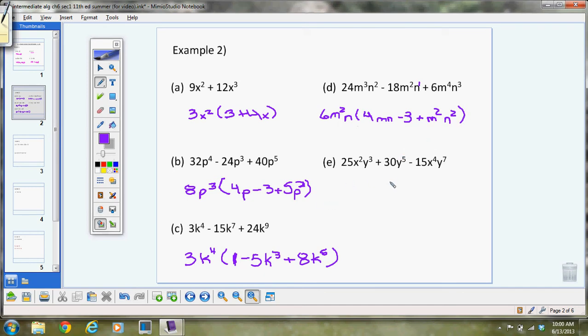We have 25, 30, and negative 15. Okay, so our greatest common factor for that one is going to be 5. So I'm going to put a 5 on the outside. They all have an x? No. So I can't take out an x. This one doesn't have one. They do all have a y? Yes. Smallest power is 3. So I can take out a y cubed, y to the third power. Put my parenthesis.